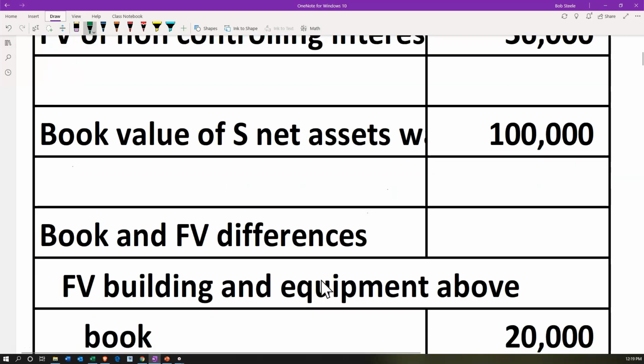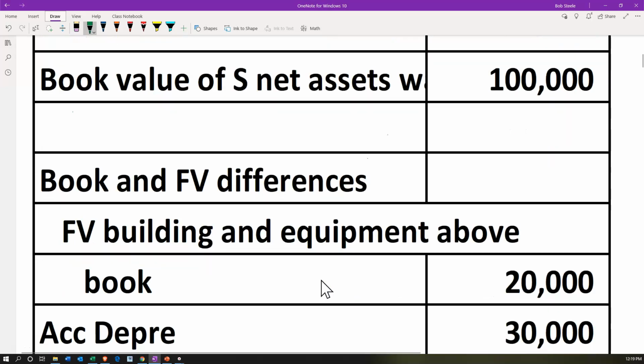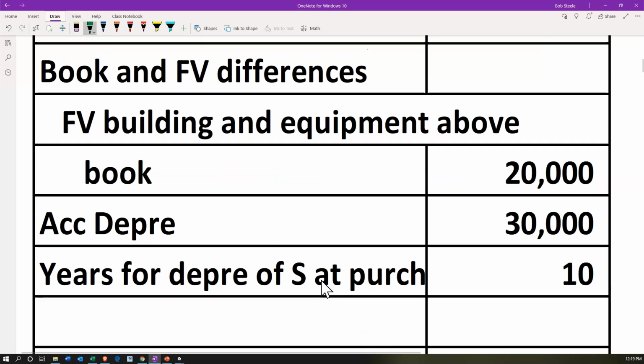Book value of S net assets, meaning assets minus liabilities, or the book value of the subsidiary as of the point of consolidation, is $100,000. Book value and fair value differences: if we looked at S's individual accounts, we're going to say that they're all the same, book and fair value, except for the fair value of building and equipment, which is $20,000 higher than the book value.